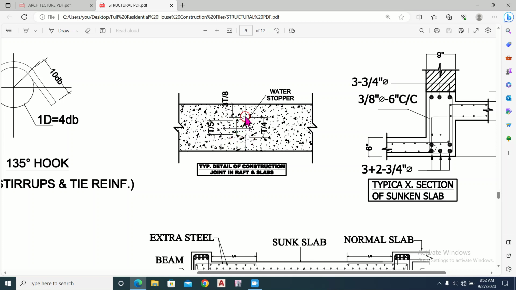From here to here, it is the thickness of this slab or raft divided by 4. This side of the trapezoid section should have a dimension of 3 by 5, meaning the thickness of the slab or raft divided by 5. From here to this top end, it is 3 by 8 times the thickness of the slab or raft. And this horizontal line with this dot and this dot represents the water stopper.